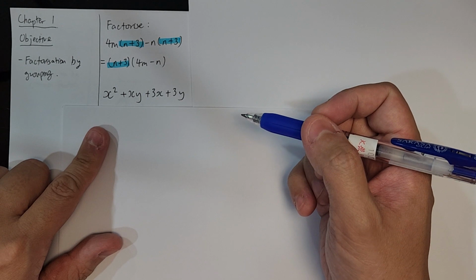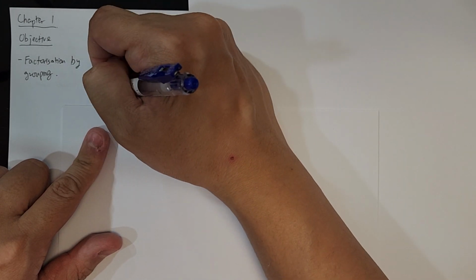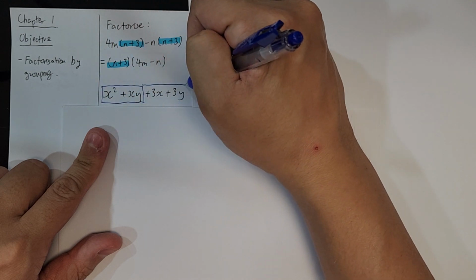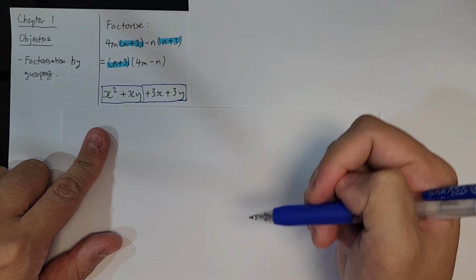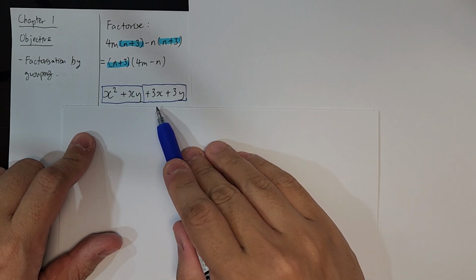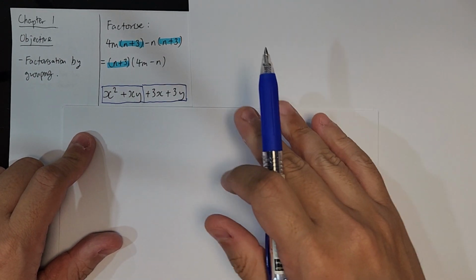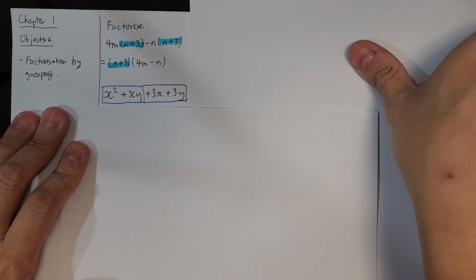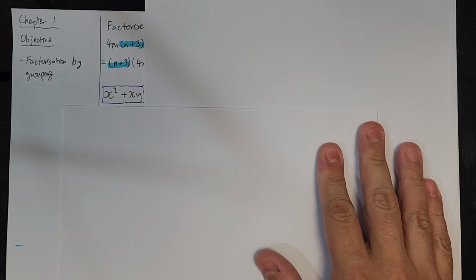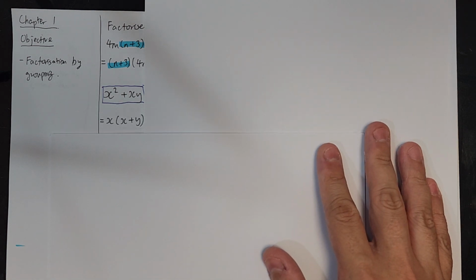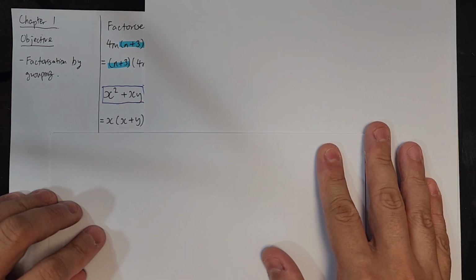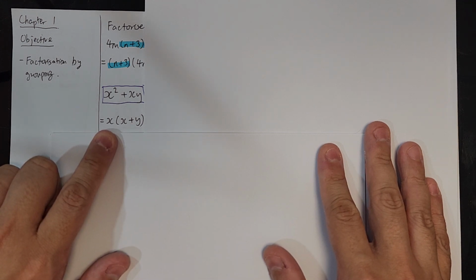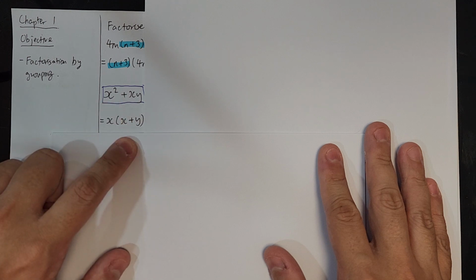What does grouping mean? There are 4 terms here, so I am going to group them 2 terms together: the first 2 terms and the last 2 terms. Then if I just look at the first 2 terms, x squared plus xy, both of them have a common factor. So I factorize out the common factor, which in this case is x. Factorization by common factor.